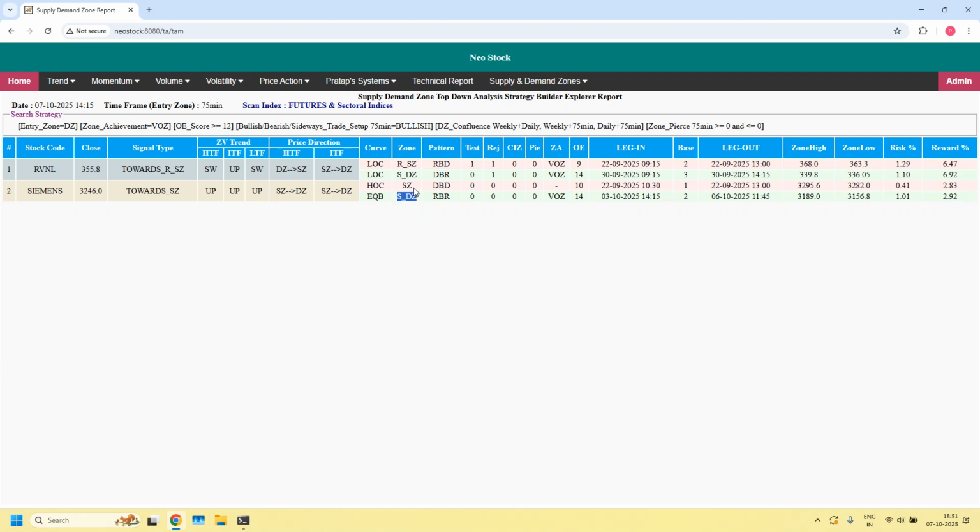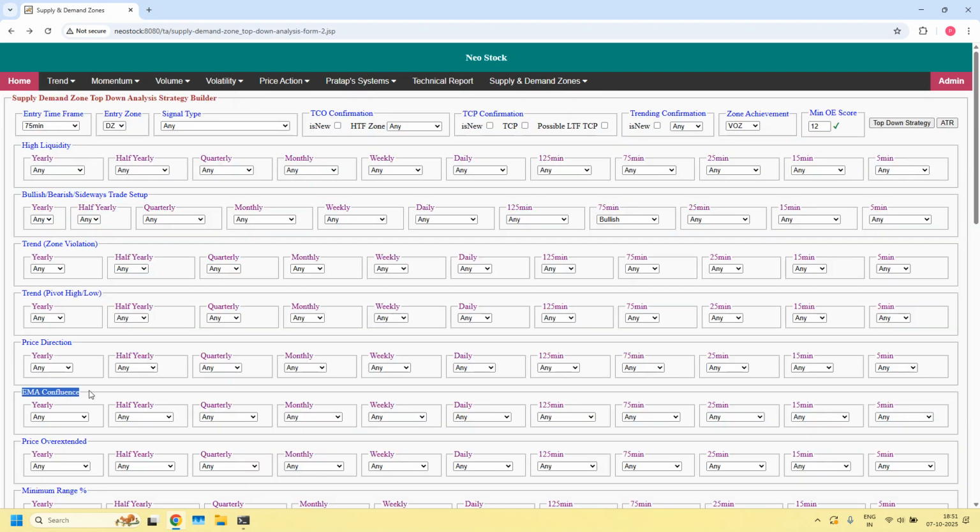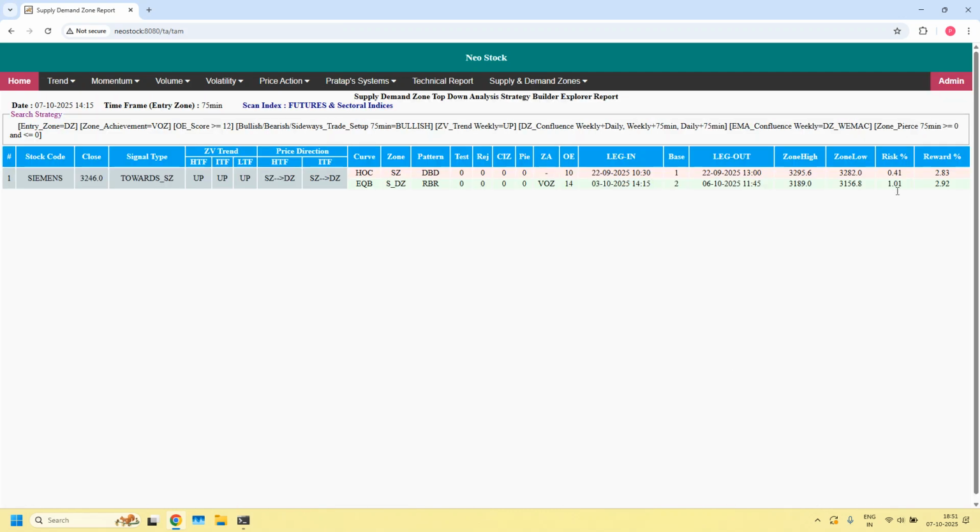In these 2, 75 minutes demand zones overlapped with daily demand zone. Both together overlapped with weekly demand zone. Weekly trend is uptrend. So let's further filter on that stock. If weekly demand zone having weekly EMA, at the same time trend on the weekly should not be sideways. It should be uptrend because it is bullish trade setup. So that one stock having uptrend is filtered.